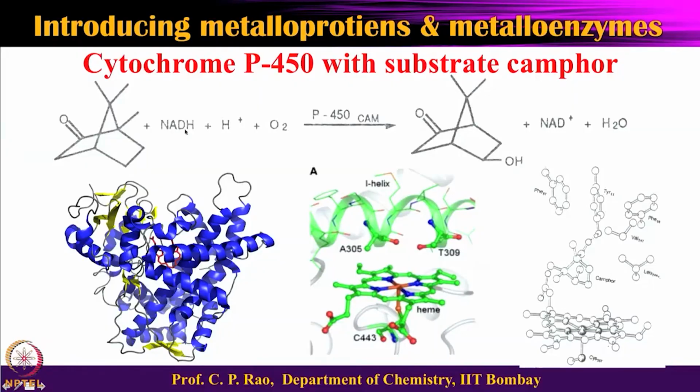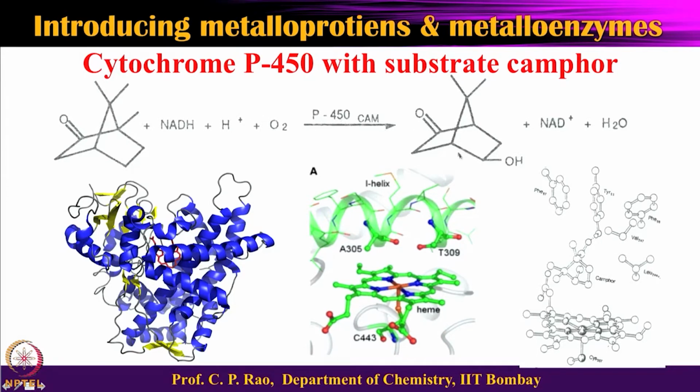Now, several cytochrome P450s have been studied for structure and reactivity, but I will take only one example, cytochrome P450 which oxidizes camphor. So, this is the camphor, and this requires, as I mentioned, NADH. Of course, the other equivalents are already there, H plus and O2. And what is required is this enzyme, cytochrome P450 camphor, where CAM refers to camphor and P450 refers to cytochrome P450.